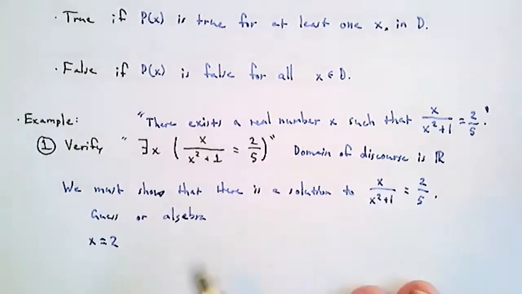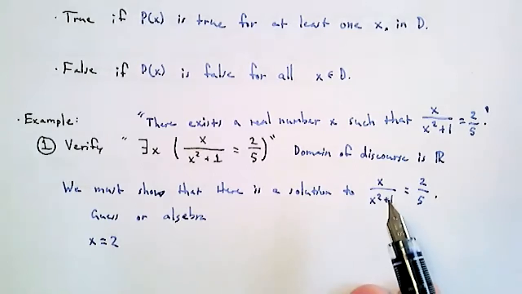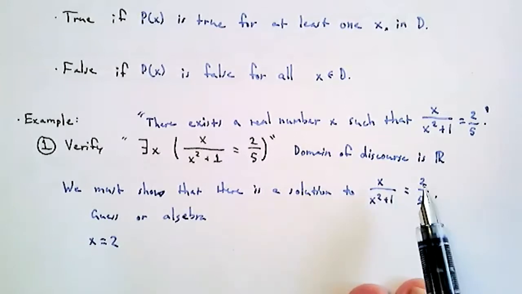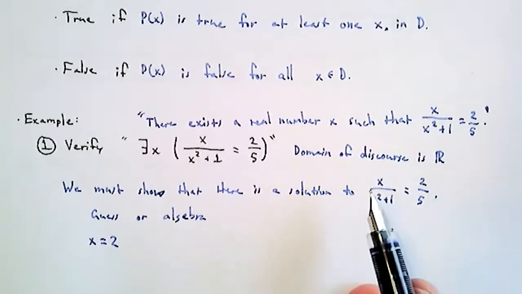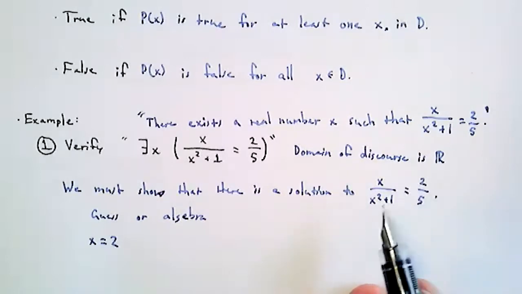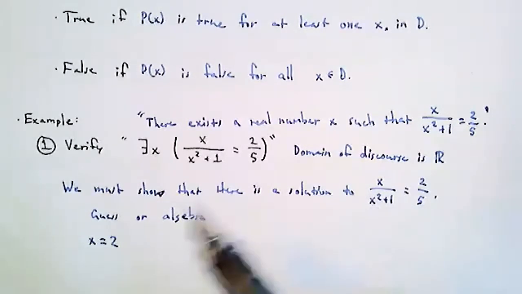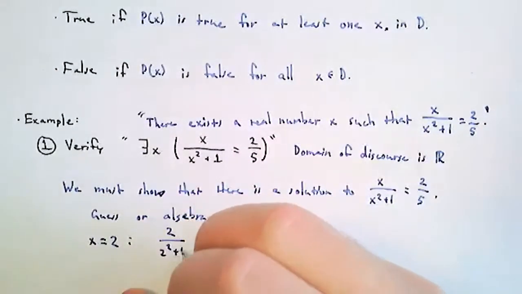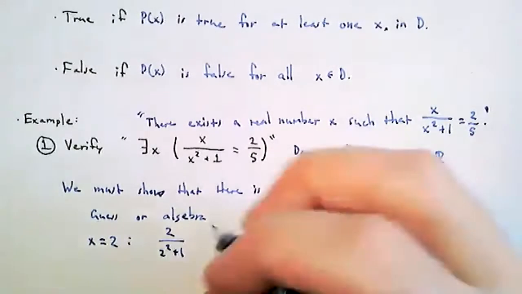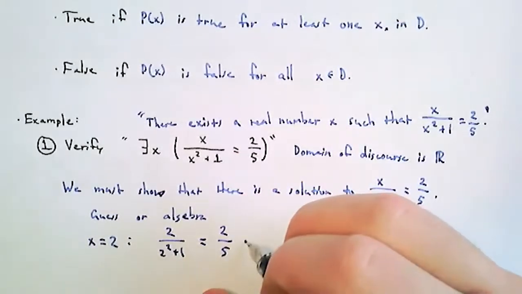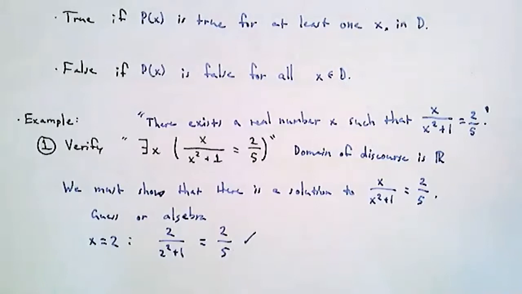So this one is actually relatively easy to guess, even though it looks pretty hard. You have this fraction on the left and this other fraction on the right. And you see x is on top over here, 2 is on top over there. So if you guess x equals 2, so that it matches this, you will get the correct answer. This would give you 2 over 2 squared plus 1. So that's 4 plus 1 in the denominator, or 2/5. Good.